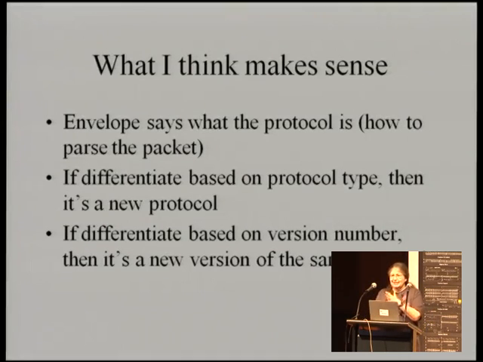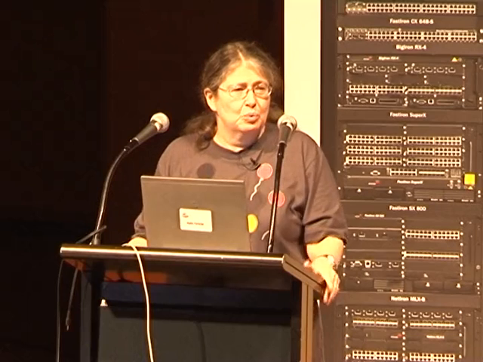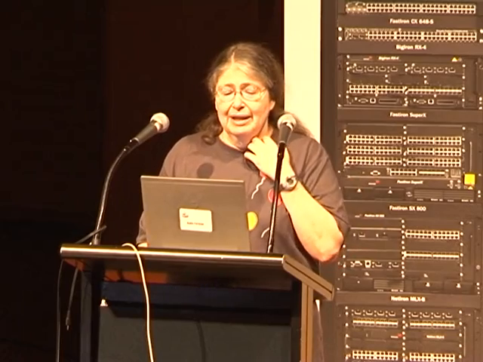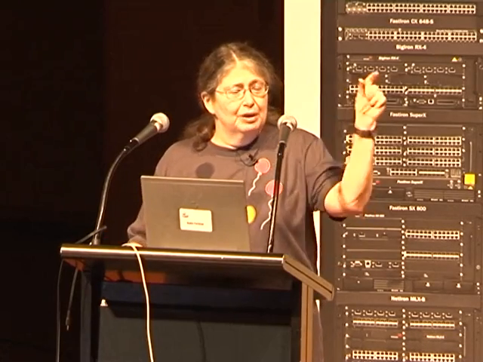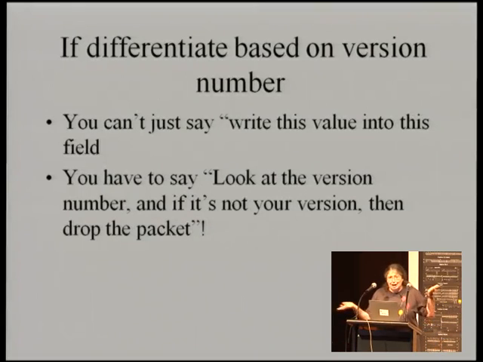Whereas if you want two different things, as incompatible as you want, to share the same ether type, and you want to decide which one is which based on version number, then the second one is a new version of the first. But the only way that can work is if not only do you put a 4 in the field, but you look at it when you receive a packet and say, hey, if it's not a 4, maybe they did something incompatible when they changed the version number. So the IPv4 spec and all the IPv4 implementations don't do that. They just say, write a 4 into this field.